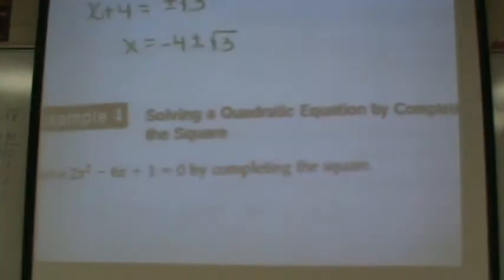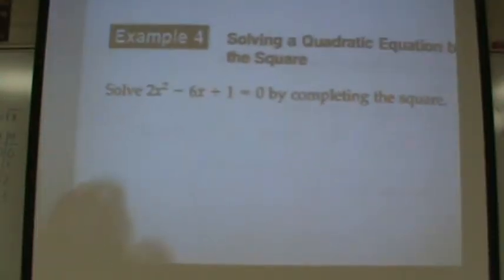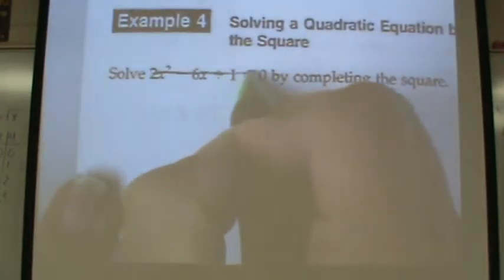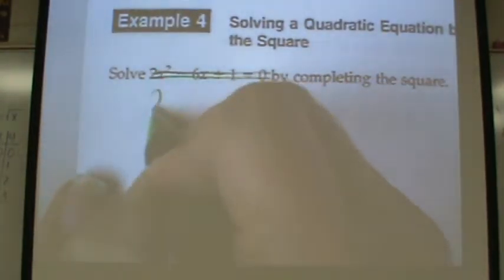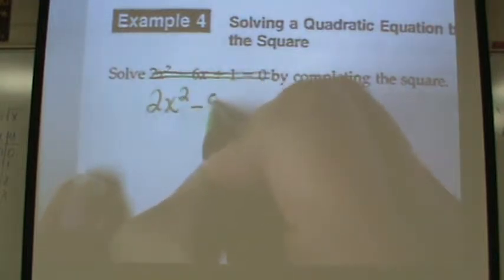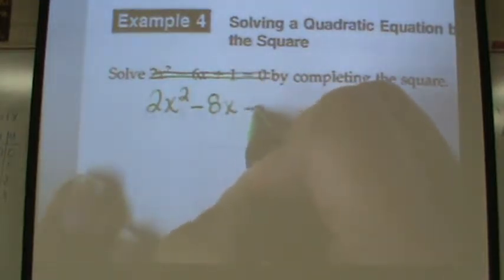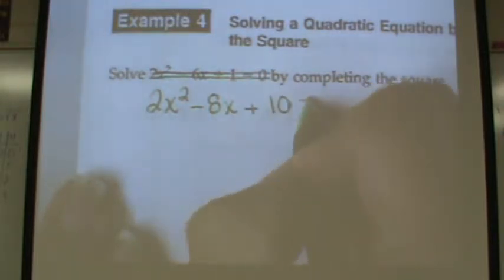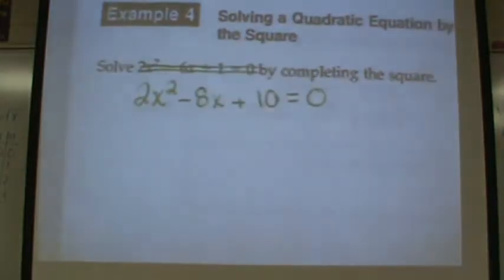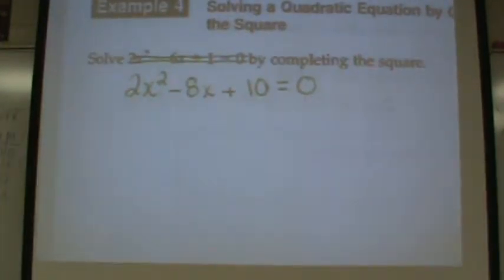We're on example 4. I want to change this problem, cross this out. I'm going to have you do 2x squared minus 8x plus 10. That one. Do you recall how to complete the square? You do, yes. Matt? What do you do first? But you move the 8x and 10 to the side. No. Alright. Divide by 2? Yes, divide by 2.